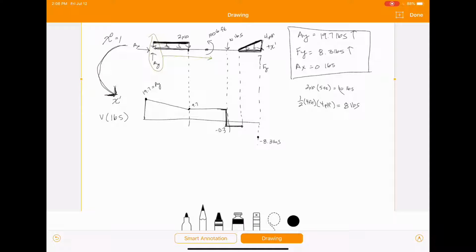Now to connect these 2 points, we see that this is a positive x to the 1 type line. It is linear. So to get from your loading to your shear, we've got to increase the power on x by 1. So this is going to be an x squared. Now, you also change the sign when you're moving down. So this here is going to be negative. So you're going to have a negative x squared type line to finish that off. And then, of course, we hit Fy, and we get bumped up 8.3 pounds back to 0. When you have a simply supported beam, you should always start and end at 0.